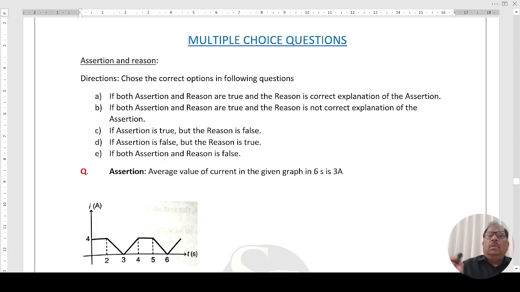The questions are multiple choice questions. The first two questions are on assertion and reason. These are the 5 possible options of answer. Both assertion and reason are true and the reason is the correct explanation of the assertion. Both are true but the reason is not the correct explanation of the assertion. True-false, false-true. Both are false. A, B, C, D, we have to pick one correct answer in the first two questions.